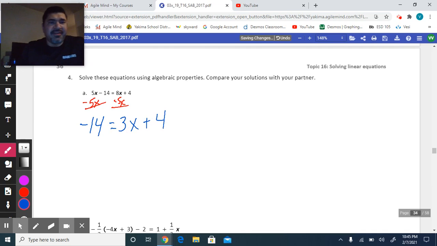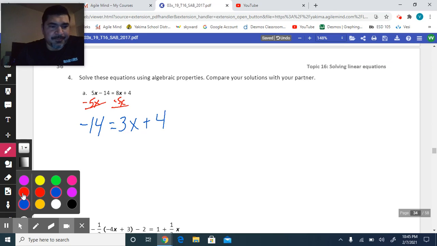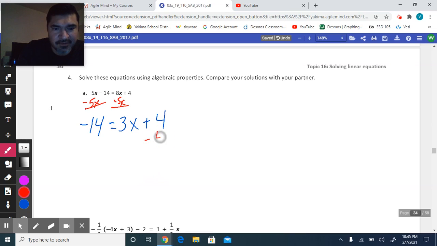Now remember, the goal is to isolate the variable. I have x right here, and I've got to multiply by 3, and I also have this plus 4. I need to get rid of this plus 4 before I get rid of this multiply by 3. So to get rid of plus 4, I need to subtract 4. So I'm going to go minus 4 and minus 4.